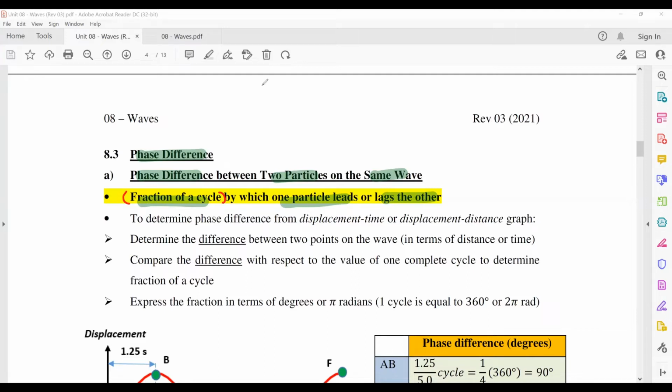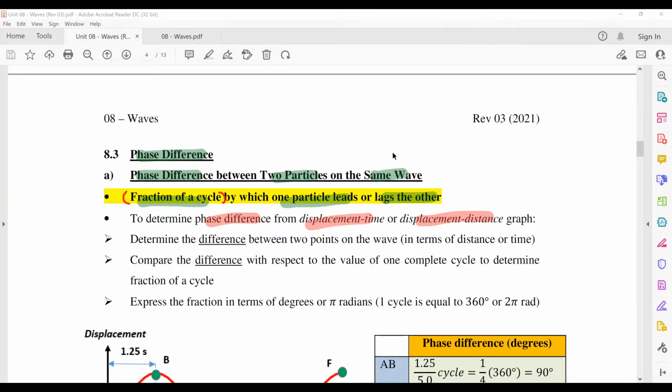Now, to determine phase difference, you can determine it from either a displacement time or a displacement distance graph. All right. So that time I mentioned to you, wave motion can be represented by two types of graph. Either it is displacement time or displacement distance graph. Regardless of which graph it is, you will be able to determine phase difference.